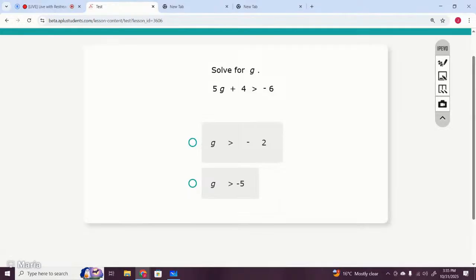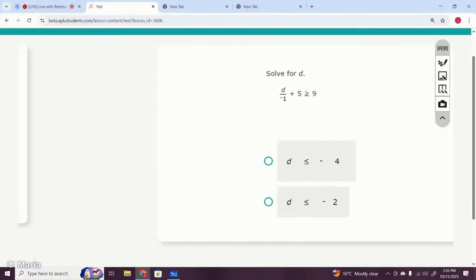5g plus 4 is greater than negative 4. G is greater than negative 2. Option number 1 is the correct option.